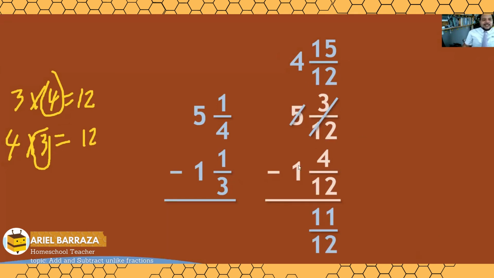Now I will go ahead and subtract the whole numbers. 4 minus 1 is 3. 3 and 11/12.